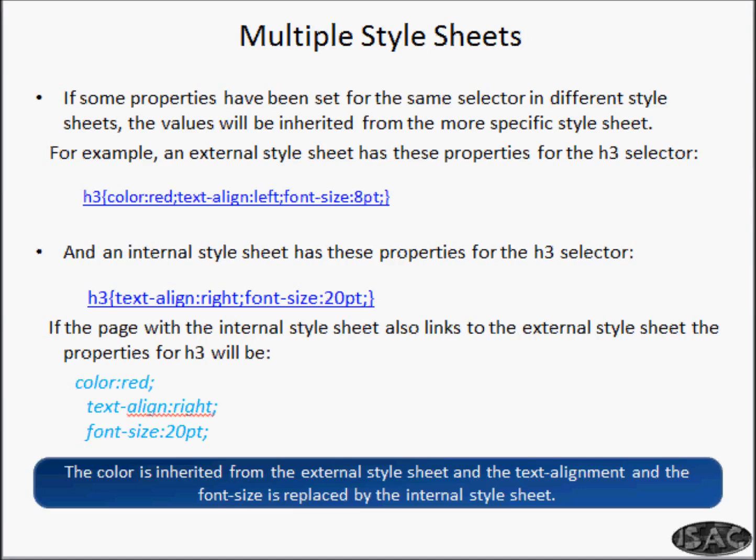So you can notice this example here. You can see here that in the external style sheet, h3 has color red, text-align left, font size 8 point, right? Again in the internal style sheet, it has text-align right, font size 20 point, right? And if the page with the internal style sheet also links to the external style sheet, the result for h3 is color red, text-align right, and font size 20 point. So it will ignore the external values that are overridden, right? Since color is not given here, it is taking it from the external, and it is taking text-align and text size from here. So that is the final style. I hope you understood this.